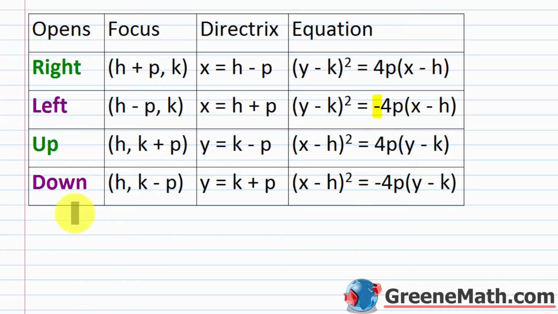Now, when you go up or down, it's the same kind of scenario. But now, your h is constant here. That's not going to change. But you get k plus p if you're going up, and then k minus p if you're going down. We saw this earlier. Your directrix, if you're going up, y equals k minus p. If you're going down, y equals k plus p. Your equations here are the same, except that, again, if you're opening down, then you get a negative here because the p is negative.